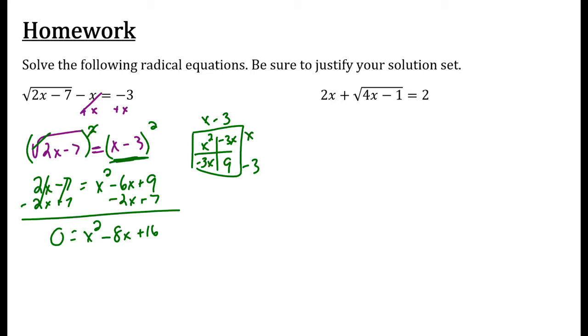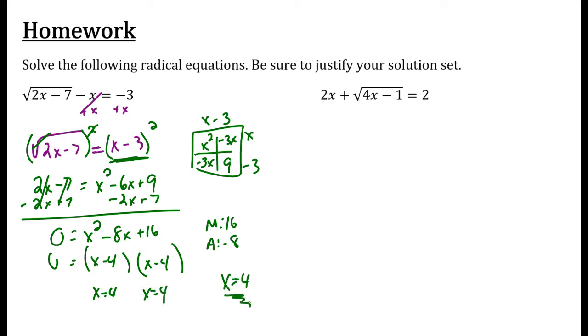So, what two numbers multiply to 16 that add to negative 8? That sounds like negative 4 and negative 4. So I get x equals 4 and x equals 4. So really there's only one possible solution here of x equals 4. But I can't accept that that's the solution until I go back and check.